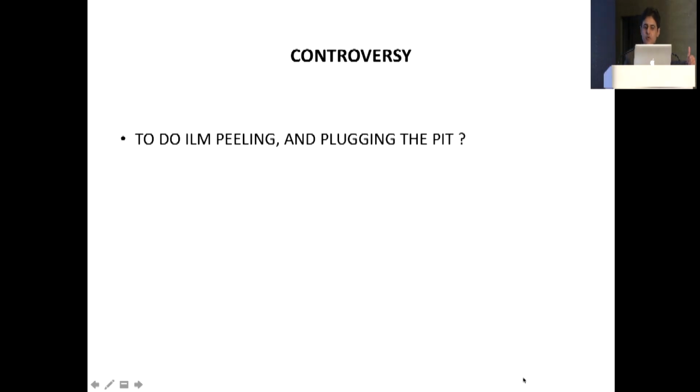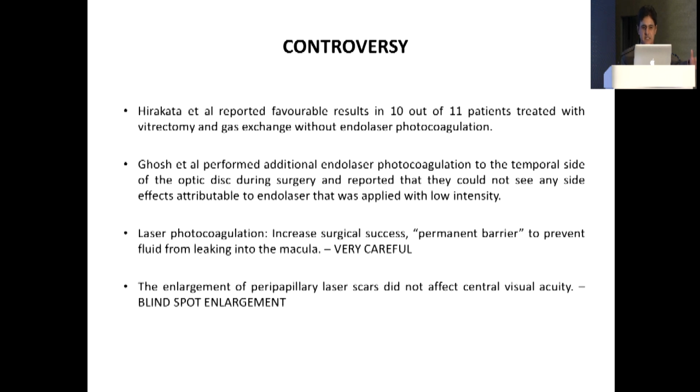So, do we have to do ILM peeling and the plugging of the pit in every case? That is the main controversy. Initially, as I said, in a study, 10 out of 11 patients showed that vitrectomy with gas exchange without endolaser photocoagulation reported very good successful results.